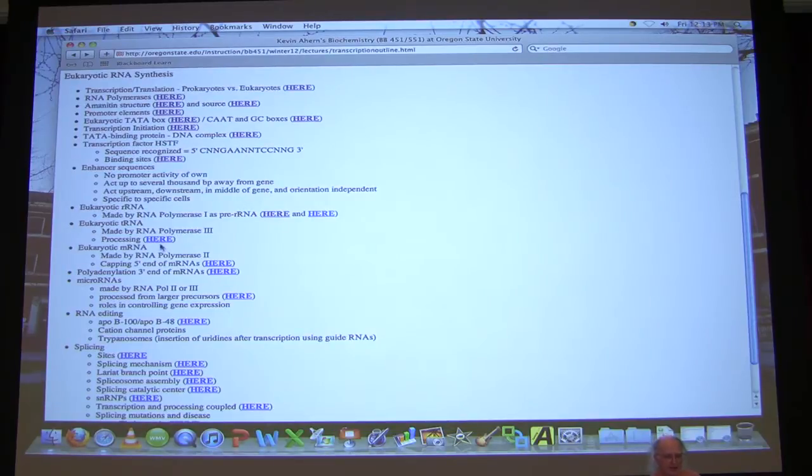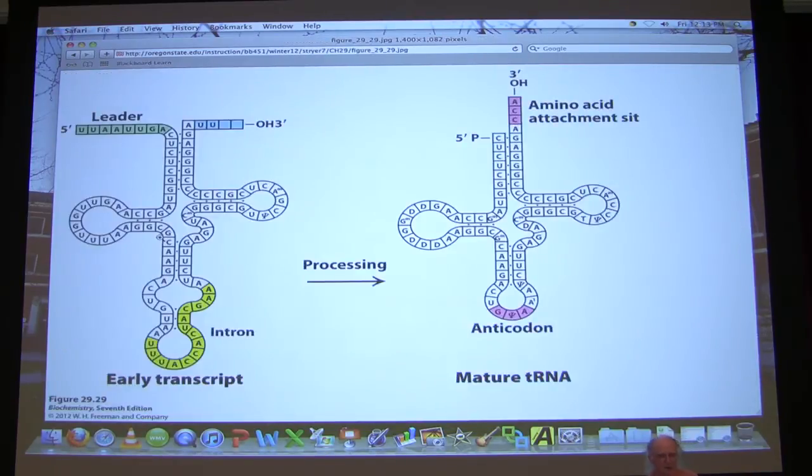Okay, and the last RNA polymerase I'll talk about is RNA Polymerase III. RNA Polymerase III makes all of the transfer RNAs, and it also makes the very shortest ribosomal RNA. It's known as the 5S ribosomal RNA. Like we saw in prokaryotic cells, the transfer RNAs are in fact made as part of a larger transcript.